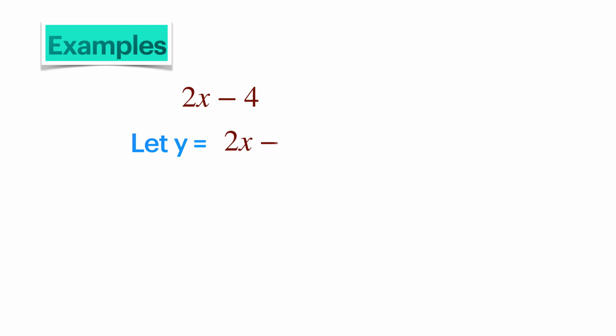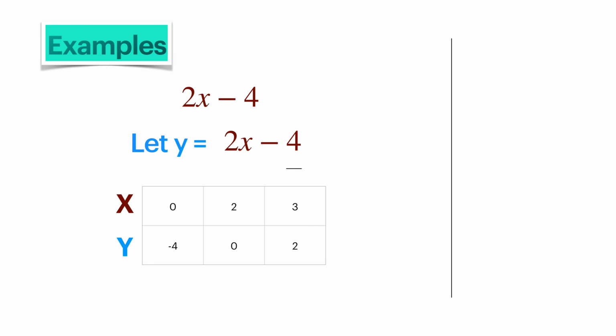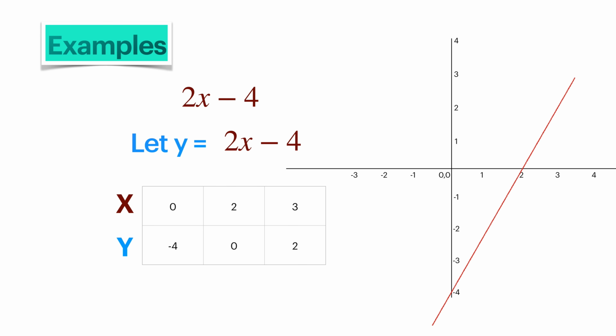So here we have 2x minus 4. As you can see, the degree of x is 1, so it represents a linear polynomial. We use the graph method to check whether we are going to have a line or not. So let's plot the graph and check. And as we can clearly see, we have a straight line that passes through the value 2.